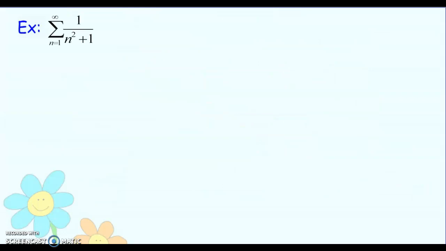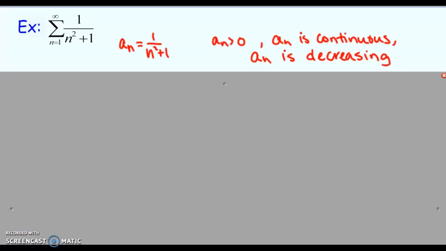All right, let's take a look at another one. We've got the sum of 1 over n squared plus 1. Why don't you pause and give this a shot and see what you come up with. All right, well, let's check your answers.